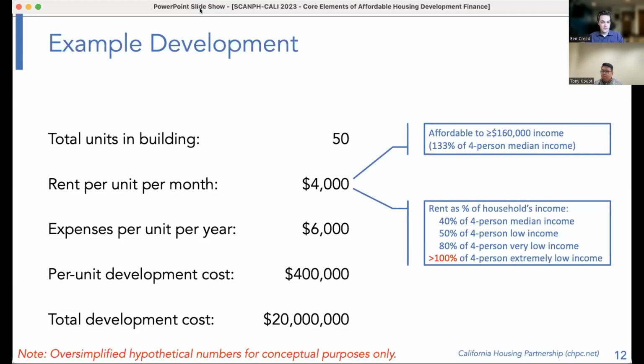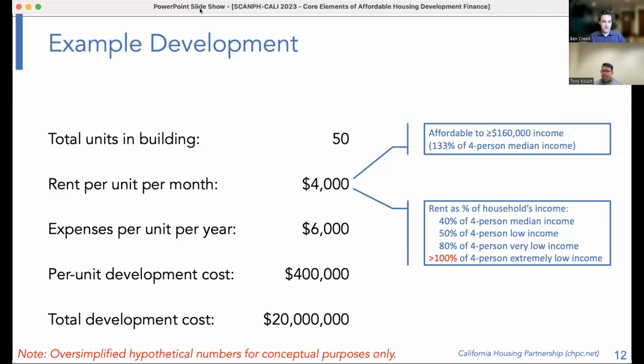If you were low income, making 80% of median, you'd be paying half of your income to afford this $4,000 rent. So that would be severely rent burdened, the policy term, when more than half of your income is going to housing costs. And for the very low income and certainly the extremely low income levels, forget it. This $4,000 a month of rent is more than an extremely low income household is even making in a month.